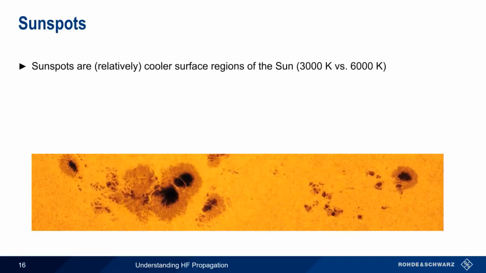Sunspots are, relatively, cooler surface regions of the Sun. Relatively in this case means they have temperatures of about 3000 Kelvin versus the normal 6000 Kelvin seen elsewhere. After they appear, sunspots last between a few days and a few months.